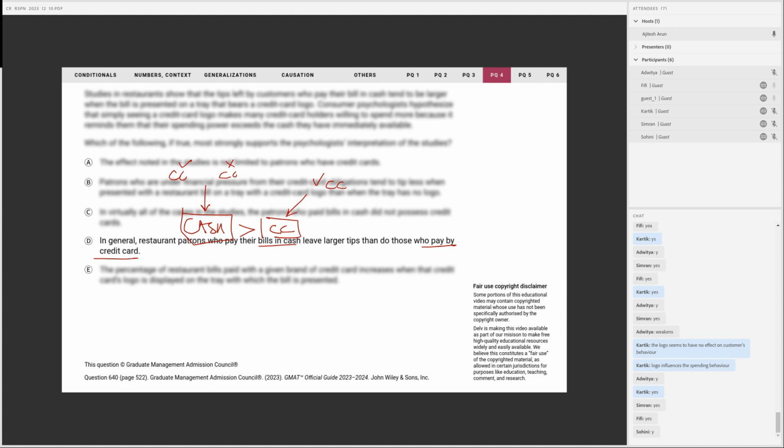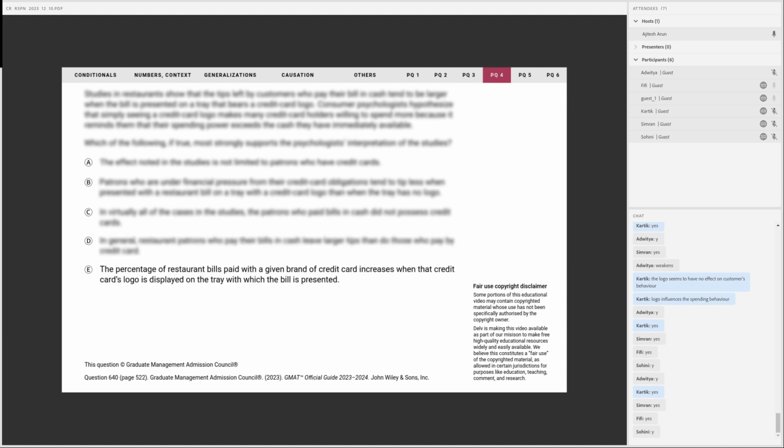Quick check. Are we comfortable with D? Both Simran's point and my point? Okay, I've received a few yeses on this. Fifi, is this one okay? And Shohini is also confirmed. Excellent. Now let's take a look at the last one.